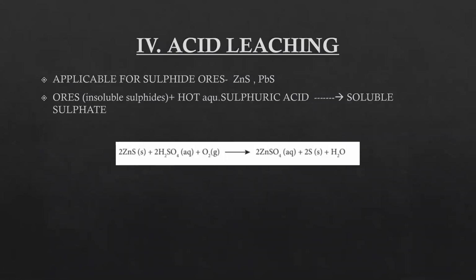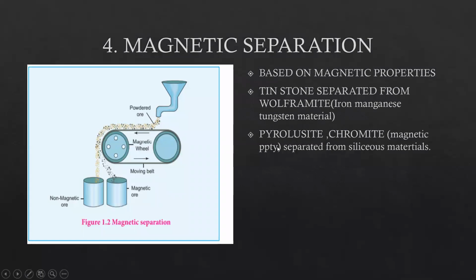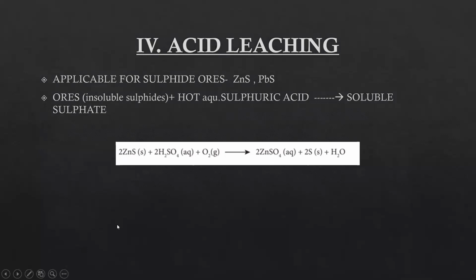Next method is acid leaching. This method is applicable for sulfide ores like ZnS and PbS. ZnS is zinc blende and PbS is galena. Here we first take the insoluble sulfide and mix it with hot sulfuric acid. Both react with each other, and afterwards we get the ore in the form of sulfate. Here sulfide is converted into sulfate.